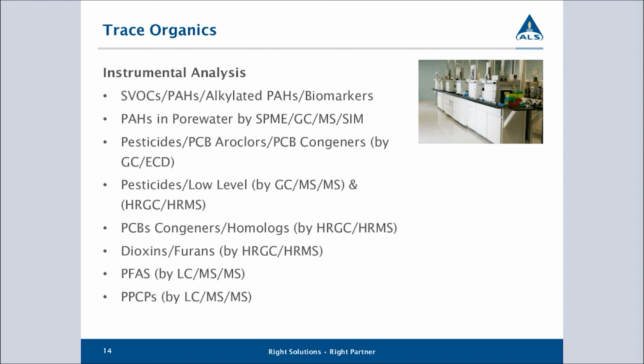Pesticides and PCB Aroclors and PCB congeners are run by gas chromatography with electron capture detectors. We also offer pesticides by GCMS-MS and, of course, high-res GC, high-res MS by 1600 methods, and PCB congeners as well by high-res 1668, dioxins and furans, and PFAS, perfluoroalkyl substances, which is in the news daily. That's now getting into the sediments arena.